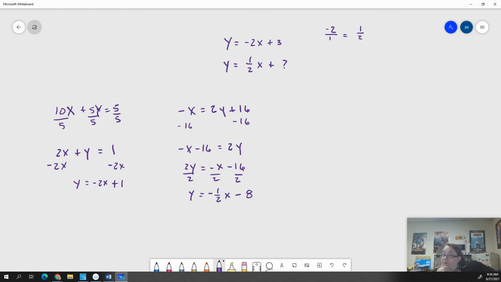Because although they are reciprocals, they aren't opposite reciprocals. Right? It's not parallel and it's not perpendicular. They would be neither. Look at the signs. They have to have opposite signs to be perpendicular. So although we did have a reciprocal, right? 1/2 is the reciprocal of 2. I would have to have a positive 1/2 here for them to be perpendicular.